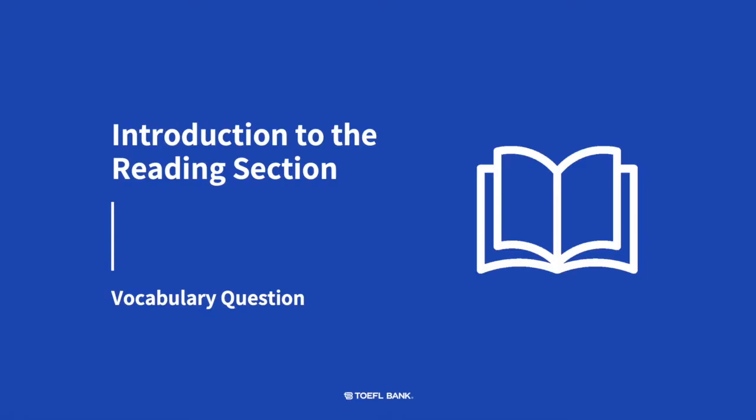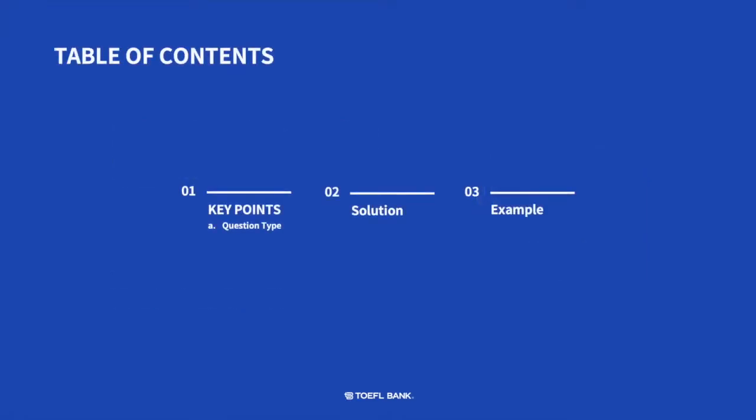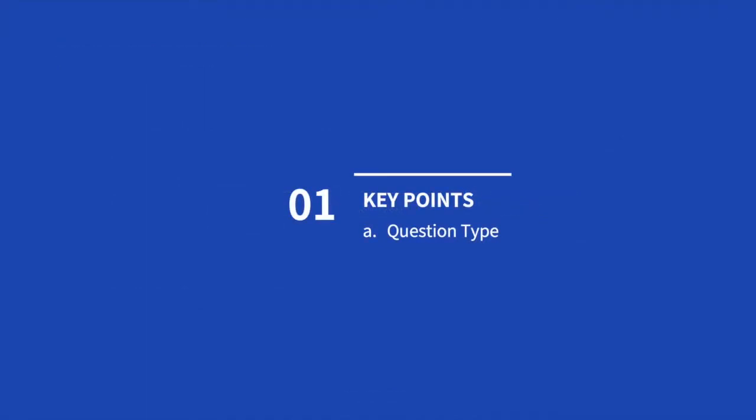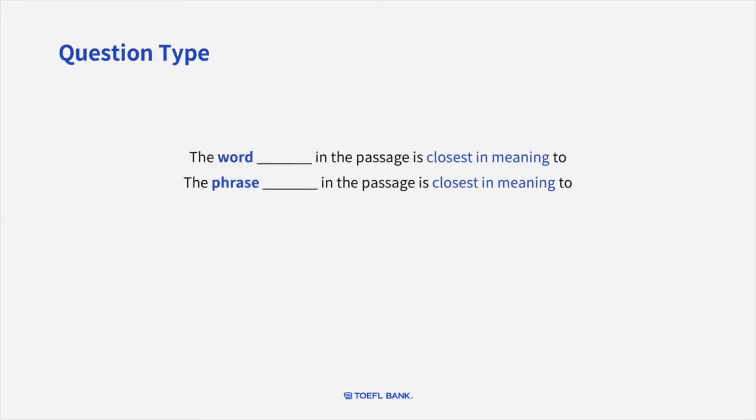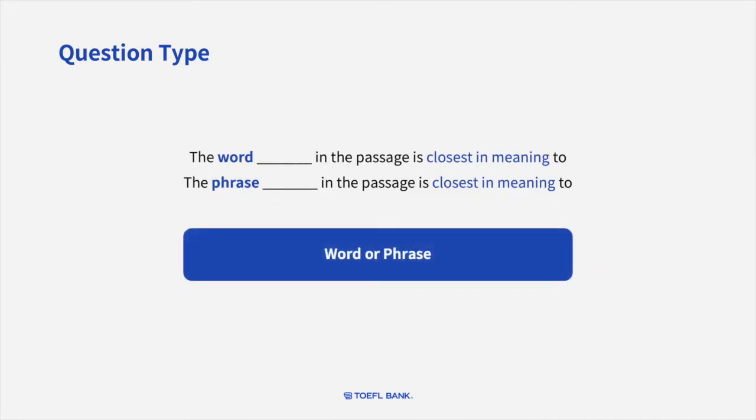This lecture is about vocabulary questions in the TOEFL exam. In every TOEFL reading passage, there will be 1 to 2 vocab questions. What you have to do is to select the word or phrase that is closest in meaning to the word or phrase in bold. Vocabulary questions look like the following. The question could ask about a word or a phrase.